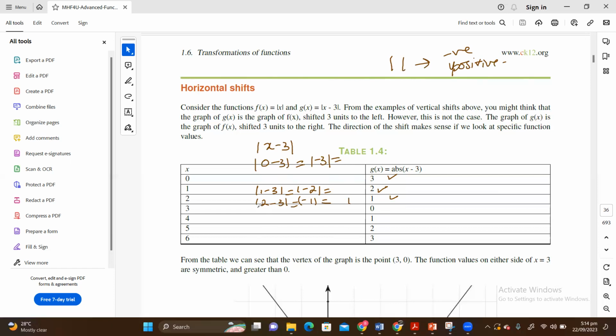4 minus 3 will give 1. 5 minus 3 will give 2. And 6 minus 3 will give 3. So using these x values, we get the values of g of x, mod x minus 3. Now we will see how to plot it.